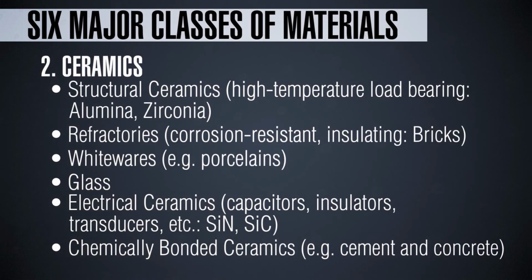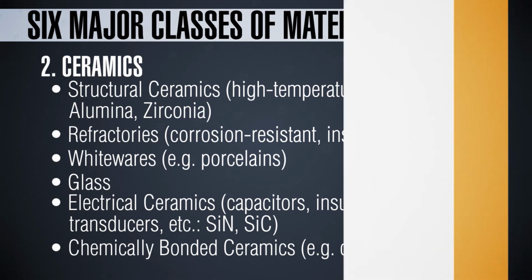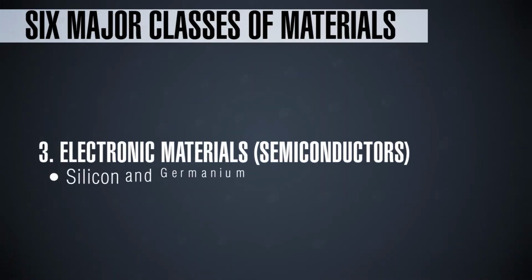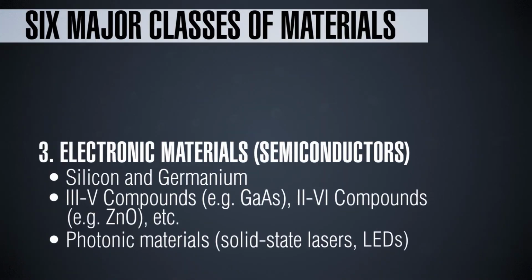Another very important ceramic material for our industrial application is concrete. Of course, huge tons of concrete per second are produced all over the world and applied into the civilian buildings. Then another category of materials is that of semiconductors.